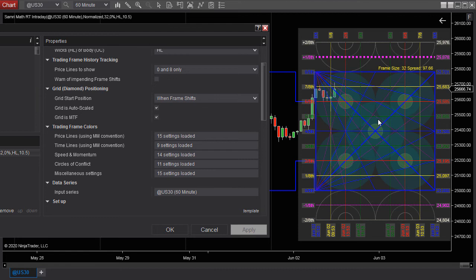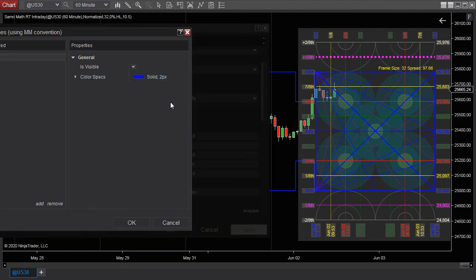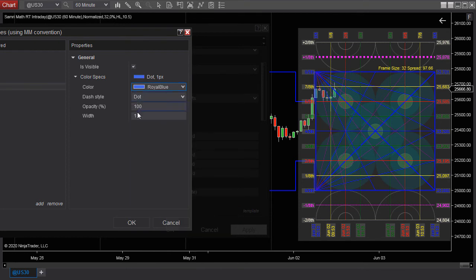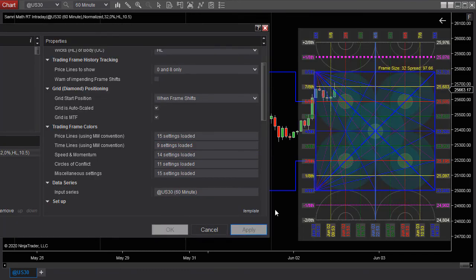The 4/8 here is no longer visible, or we can bring it back but make it a little thicker and make it a slightly different shade of blue, and let's make it a solid. There you go. Next set of settings is the speed and momentum lines.